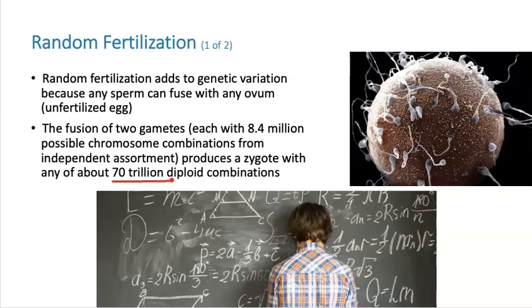70 trillion different kinds of zygotes. Remember, zygotes are fertilized eggs. 70 trillion different combinations of zygotes just because of the idea of independent assortment times the number of ways that sperm and egg could combine. 70 trillion different possibilities that you could have been, and yet you are you. You got to be you.